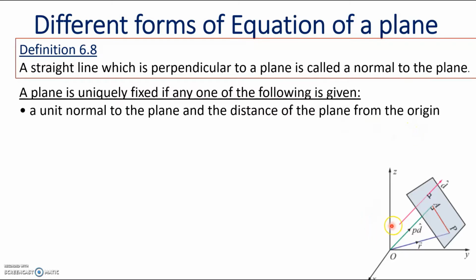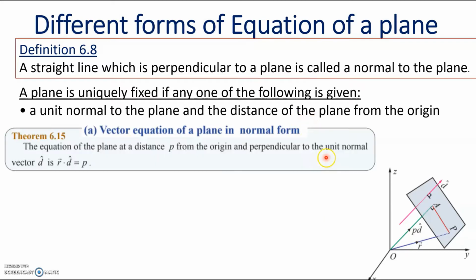We are given a unit vector here, which is d cap, which is normal to the plane. All right, so it's perpendicular to the plane. And also, we are given the distance from the origin to the plane as p. So how do we define a vector equation of a plane in normal form for this condition?